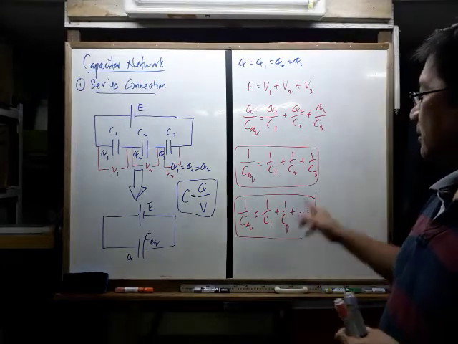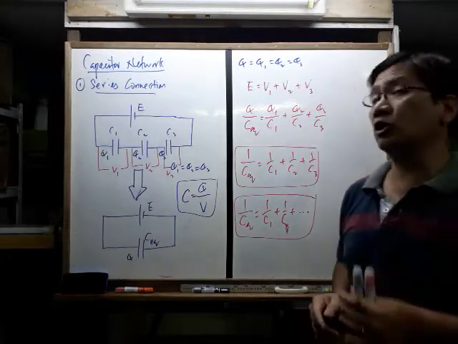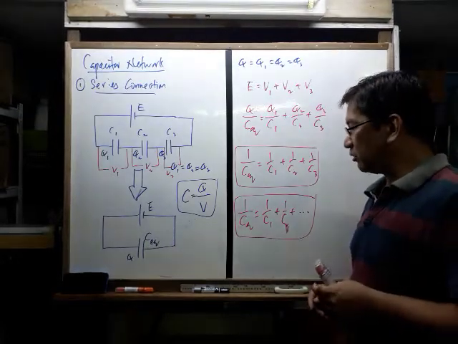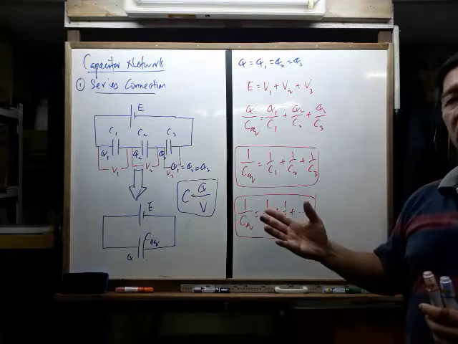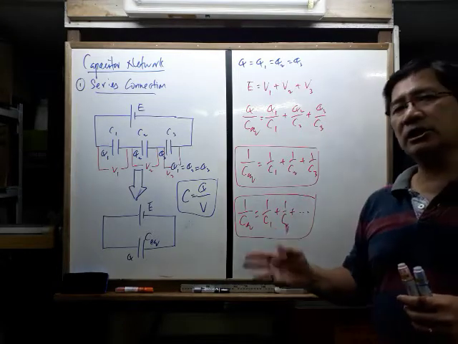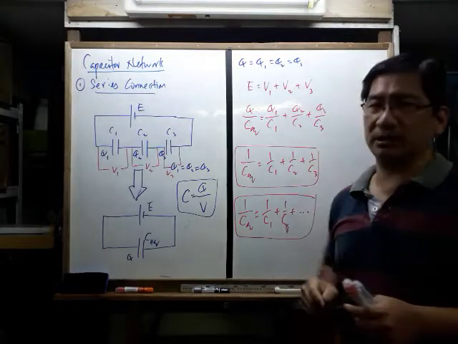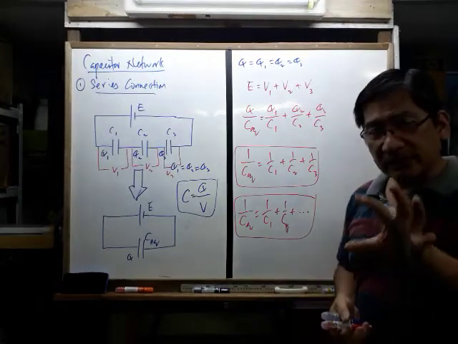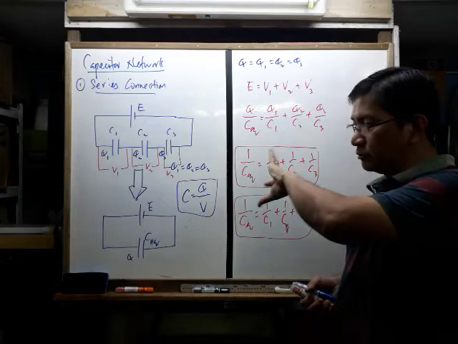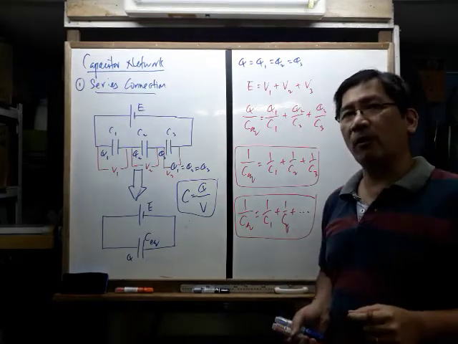Alright, so that is the formula for series connection. Series connection is opposite to the parallel connection of resistors. If you remember resistor network calculation, you just need to make it opposite. That is how you do it for capacitors.